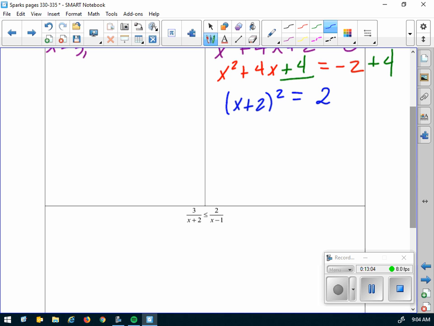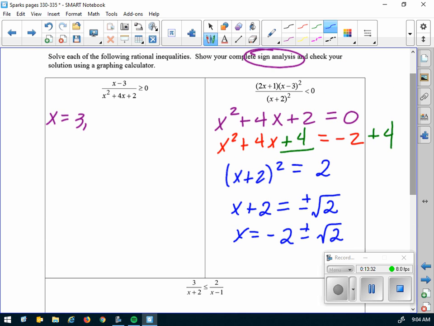How do you solve it? Square root. So I get x plus 2 equals plus or minus square root 2. How many answers did I come up with? 2 of them. They're my other critical numbers. So my critical numbers are negative 2 plus root 2 and negative 2 minus root 2.